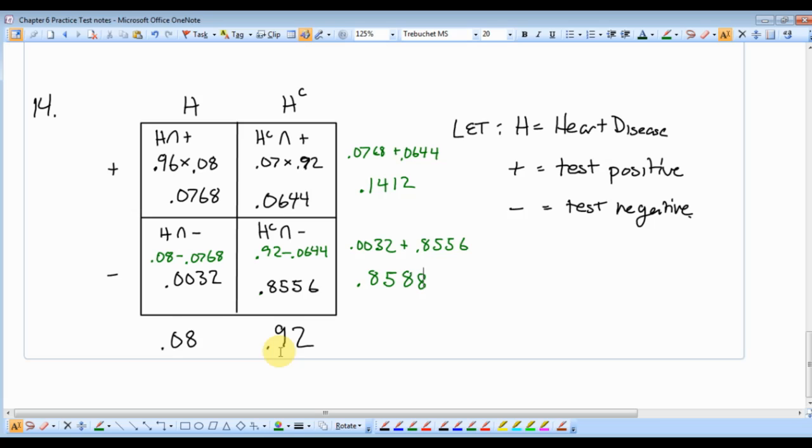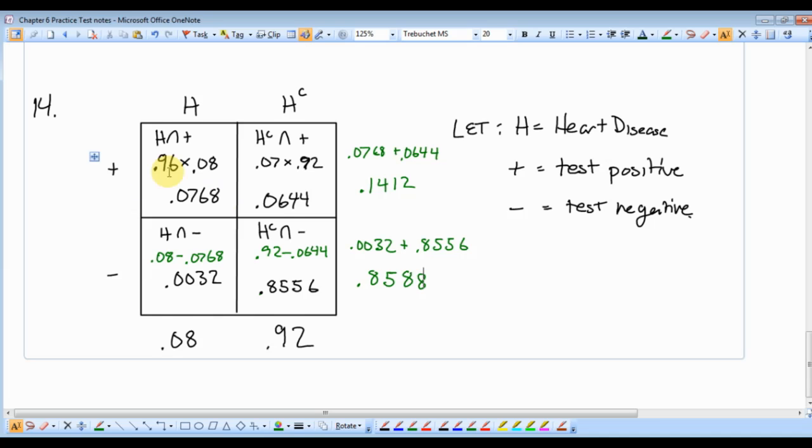Okay, next clue. Wait. Is that 92 for the part that they don't have heart disease? Yes. Why would it be 92? 8% plus 92% is equal to 100%, yeah. Okay, next, 96% of the patients who have heart disease are going to test positive.